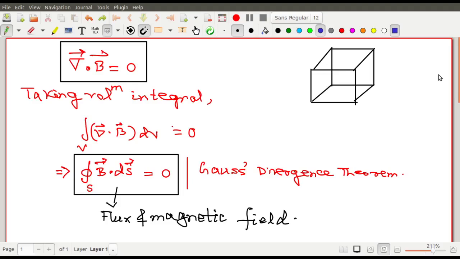How is it possible? So the answer to this is that this means that magnetic monopoles do not exist. Monopole means north pole or south pole cannot exist independently. This is also what you have read from your school days, maybe in your class 8, 9 also.